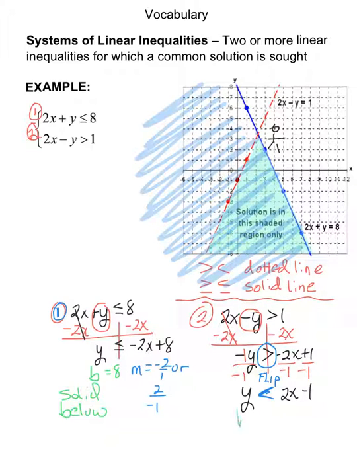So for this line, your y-intercept is negative 1, and your slope is 2 over 1, or negative 2 over negative 1. So they started at negative 1 here, and they went up 2 to the right 1, up 2 to the right 1, and so forth. And you can see the line is dotted because you have no equals to. So we have a dotted line. And because you flipped your sign, it's no longer greater than. Your final answer here is a less than, so we have to shade below.